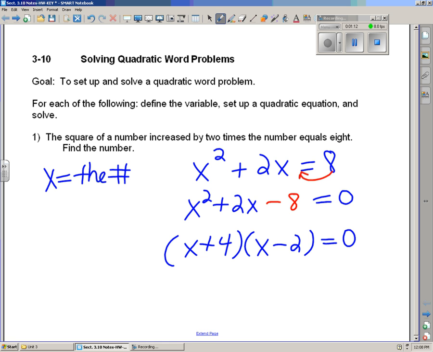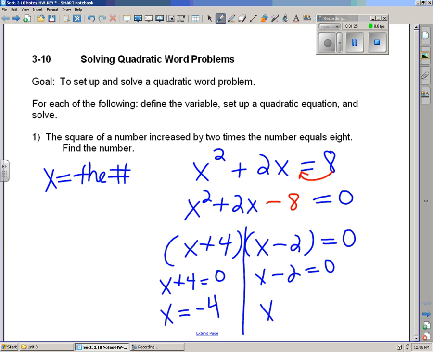Now what's left to do is solve this by drawing down your line, taking each factor, setting it equal to 0, and then solving for each equation. So the answers come out to be x equals negative 4 and x equals 2. Both of those numbers will work. It didn't ask for a positive number or a negative number. So in this case, negative 4 and positive 2 are solutions to this problem. Sometimes you'll throw out an answer depending on what kind of question you have.